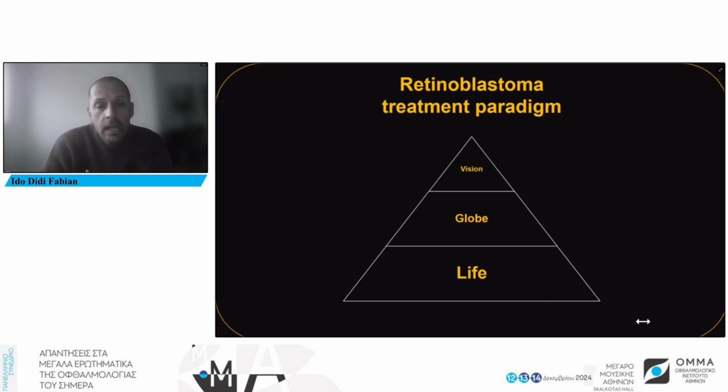And personally, I use this treatment paradigm in every step. Here with retinoblastoma, kids with retinoblastoma. So when I make the diagnosis, when I decide on the treatment, whether it's enucleation or conservative therapy, when I follow and monitor side effects and complications of treatment, always it's life, globe, and vision.